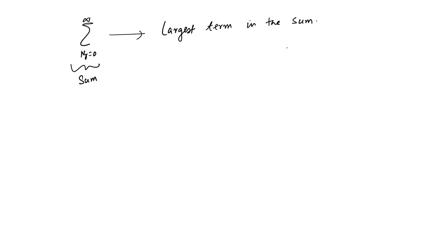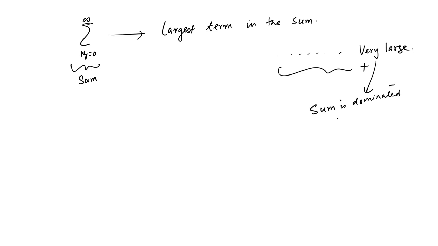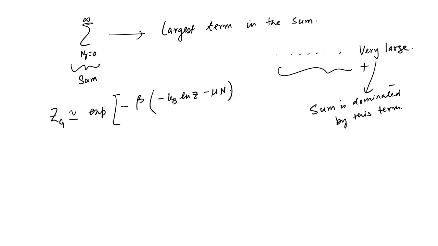So what I mean is that if you have a large number of terms which are very small, and then something very large, so the sum is dominated by this large term. So, in that spirit, we can write down this Zg as equal to exponential. Now, this sum goes away and we have a minus beta, and we have a minus k log z and a minus mu n. And so now my sum goes away and we have taken that this is the largest term in the sum.